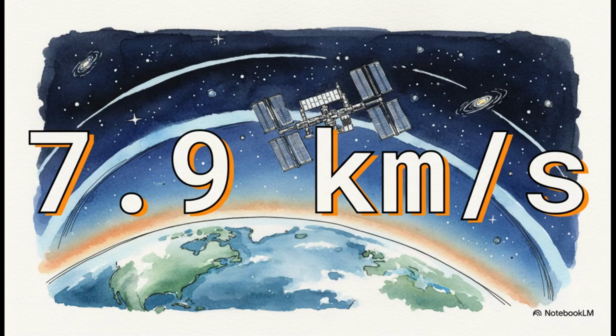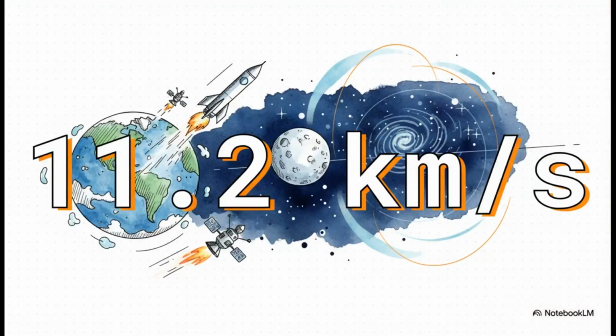This is the speed required for an object to maintain a low Earth orbit, like the International Space Station. And subsequently, by multiplying 7.9 kilometers per second by that factor of 1.41, we determine Earth's escape velocity to be approximately 11.2 kilometers per second. This is the velocity that probes like Voyager had to achieve to begin their journeys out of the solar system.